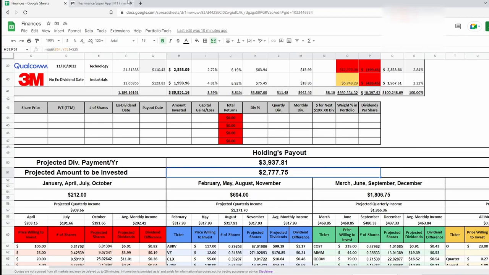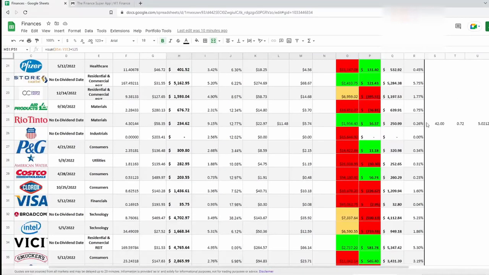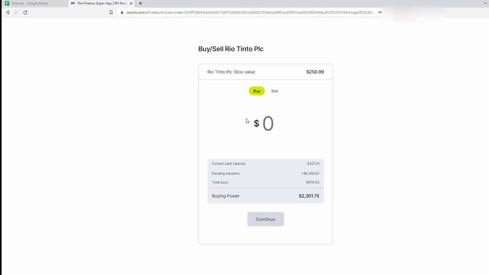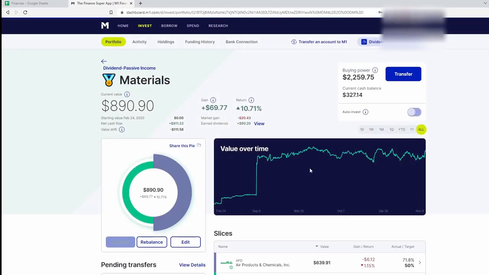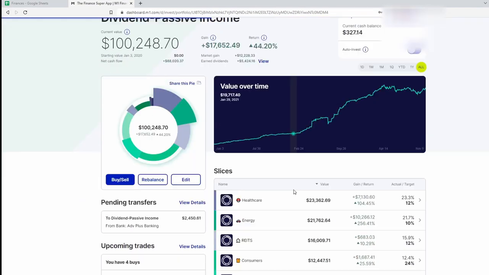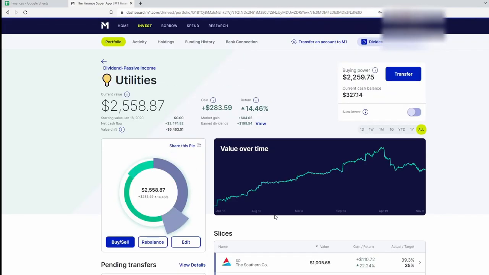So now let's come over here, guys. So $42. If we come over here to buy Rio Tinto, we're going to put in here $42. Very nice. Okay. And that pretty much does it for the materials. Let's now come back to the dividend and go into the utility sector.